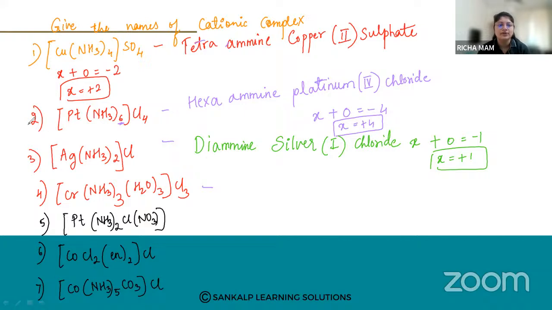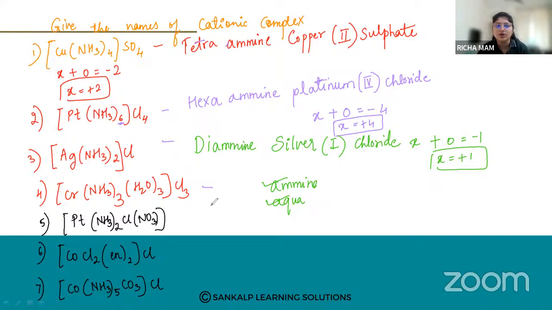Yes. Fourth one. So there are now two different ligands. What is the amino group? Another is the aqua group. So which will come first, ammine or aqua? Your ammine group will come first, right? So how many ammine groups are there? So ammine will come first, then your aqua.